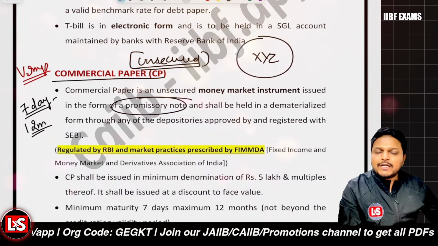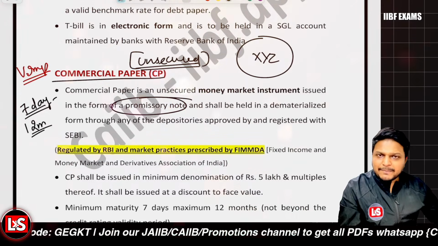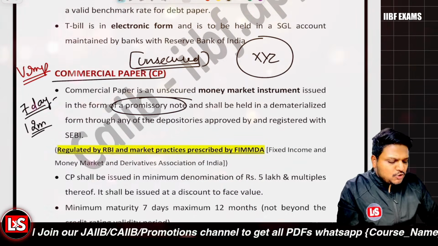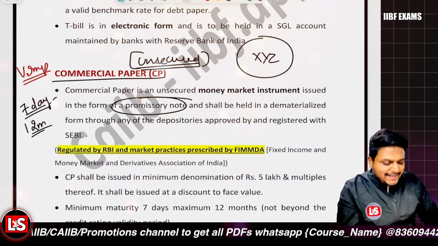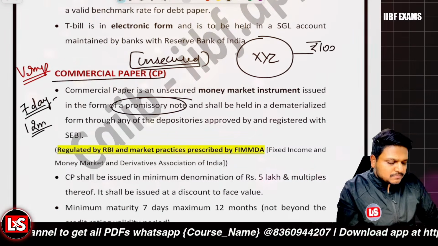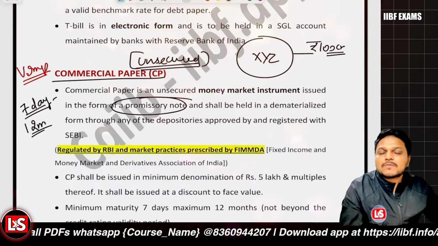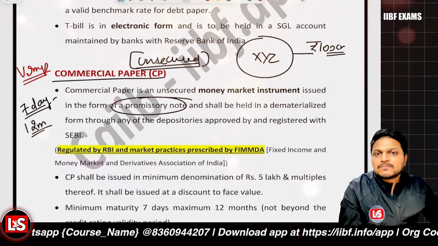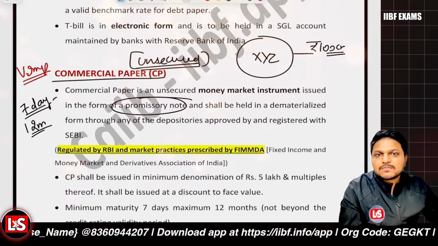So XYZ wanted to raise the capital for working capital purposes, and for that particular purpose, they issued the commercial paper. And let's say they issued the commercial paper amounting to rupees 100 crore, right? Now, what will be happening? What will be the case?